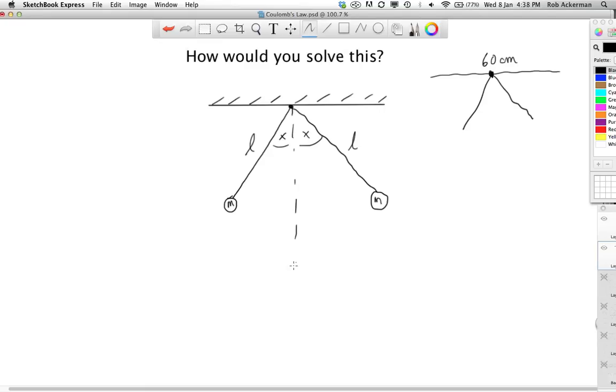So let's think about what forces are acting on here. Let's look at just one of the masses. Can you guess what the forces are? Can you draw a free body diagram? Take a moment to pause the video and do that. All right, and you're back, and let's see what we got.